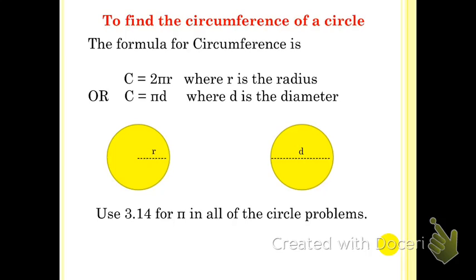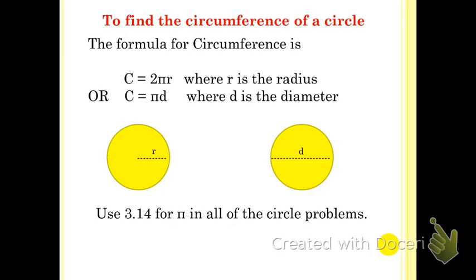The formula for finding the circumference of a circle is circumference C equals 2 times pi times r, where r is the radius. Or you can use the formula circumference C equals pi times the diameter, or pi times d. We're going to use 3.14 for pi in all of the circle problems.